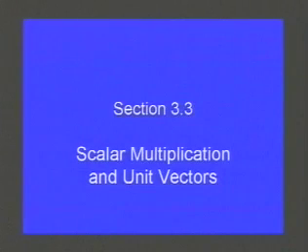This is section 3.3. 3.3 is about scalar multiplication and unit vectors. Okay, you'll find some of this stuff to be pretty familiar. Specifically, we've done scalar multiplication before, we just haven't talked about what it really looks like. And then a unit vector is pretty predictable.